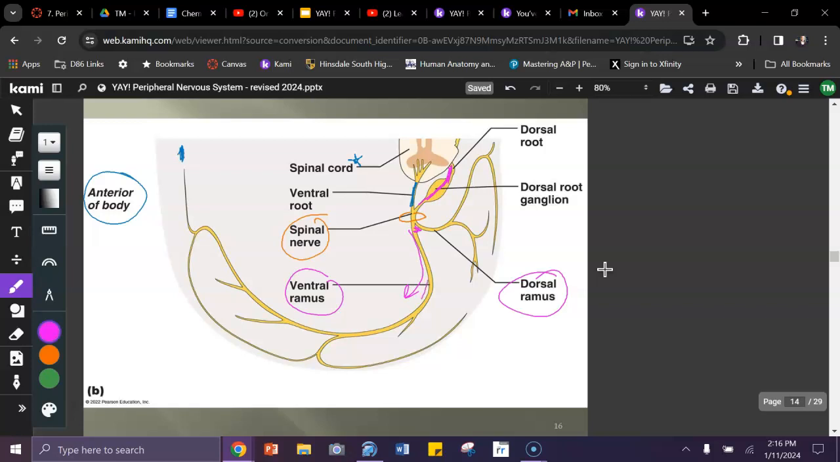Now the ventral rami, the ones that are in the thoracic area, as I mentioned, they're forming intercostal nerves, but all the rest of them are forming nerve plexuses. All of the dorsal rami are going to innervate the skin and muscles of the posterior body trunk, so they don't participate in formation of nerve plexuses either.